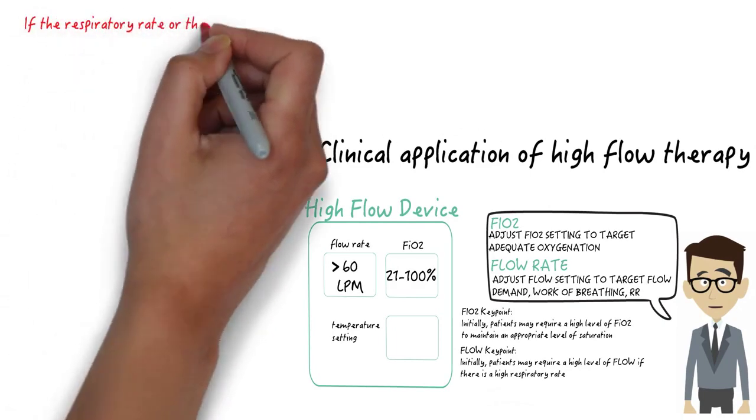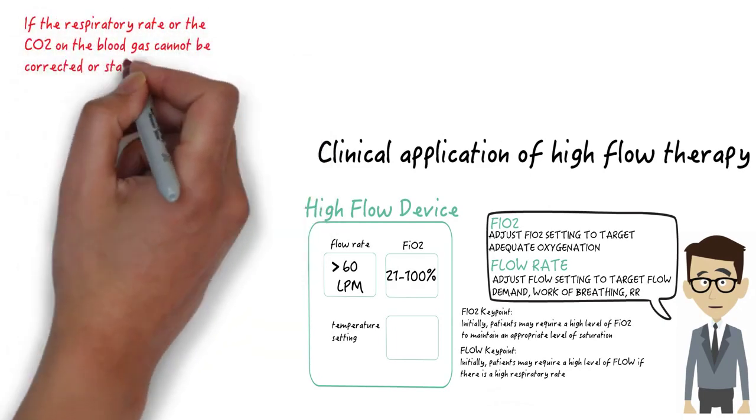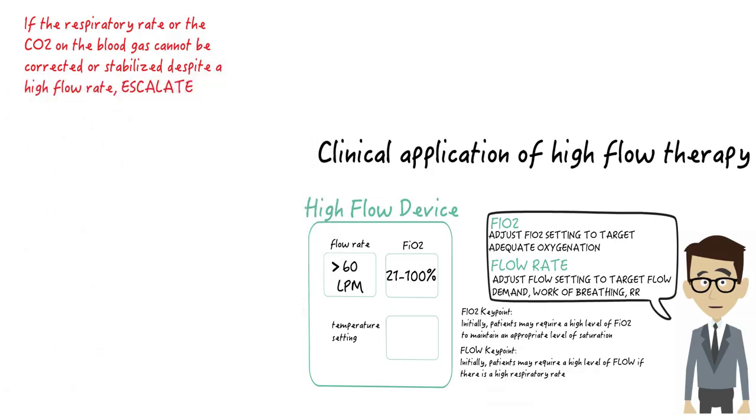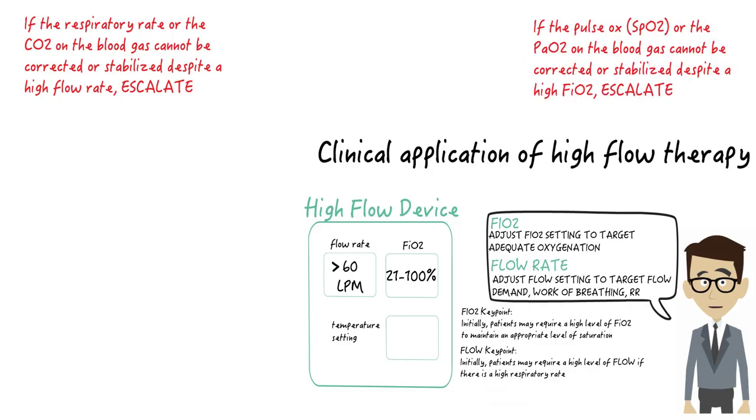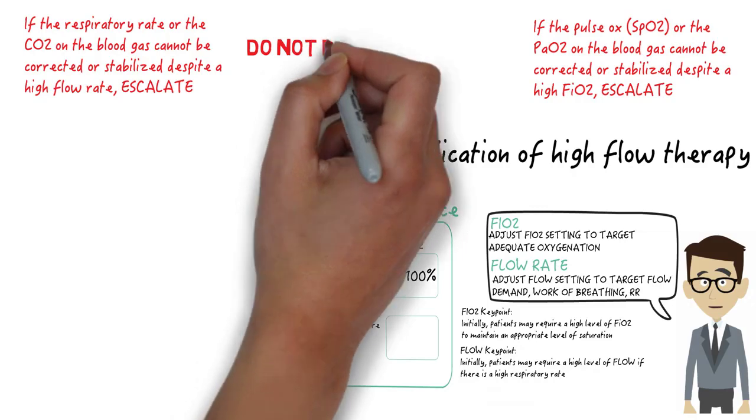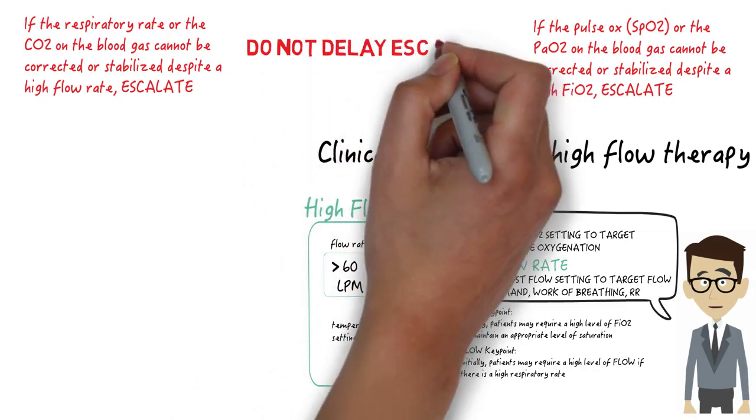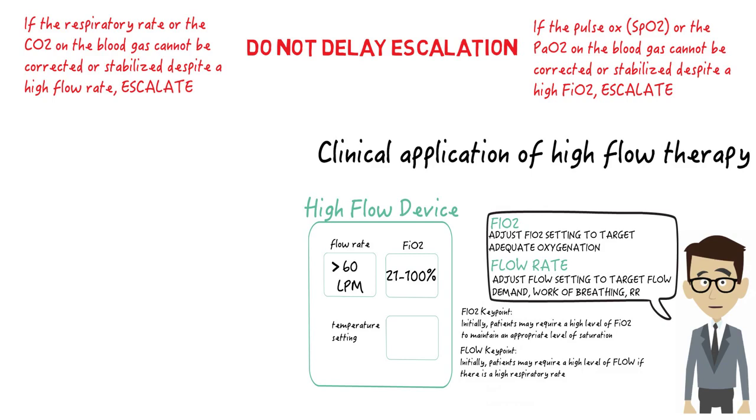If the respiratory rate or the CO2 on the arterial blood gas cannot be corrected or stabilized despite a relatively high flow rate setting, you may need to escalate to non-invasive ventilation or even intubation, depending on the severity of the hypercapnia. Likewise, if the pulse ox or the PaO2 on the arterial blood gas cannot be corrected and stabilized despite a relatively high FiO2 setting, then be prepared to escalate to non-invasive ventilation or even intubation, depending on the severity of the respiratory failure and the diagnosis of the patient. But whatever you do, do not delay escalation if the patient does not improve with high flow oxygen.